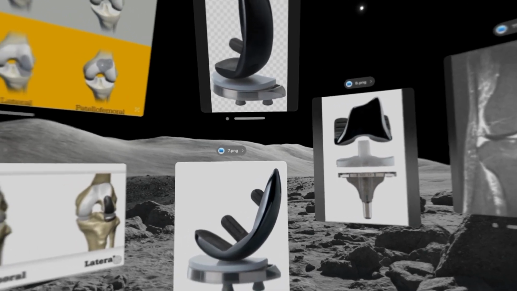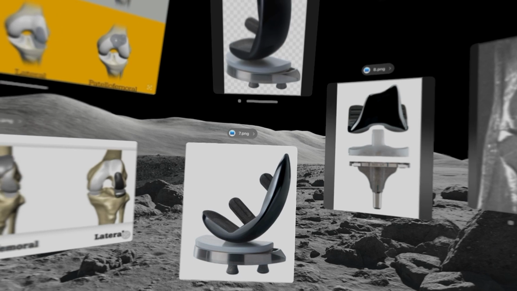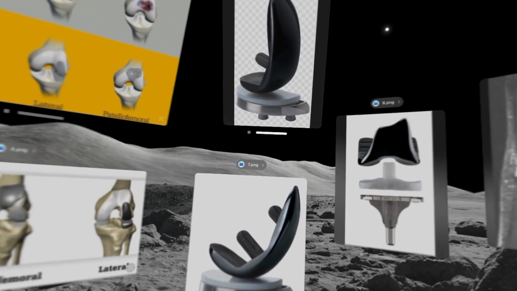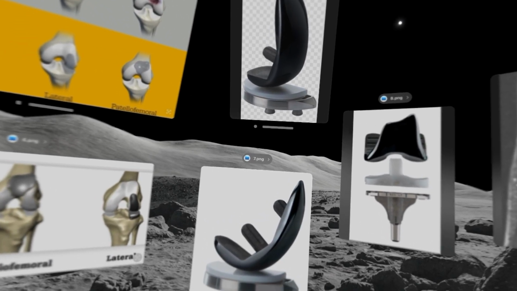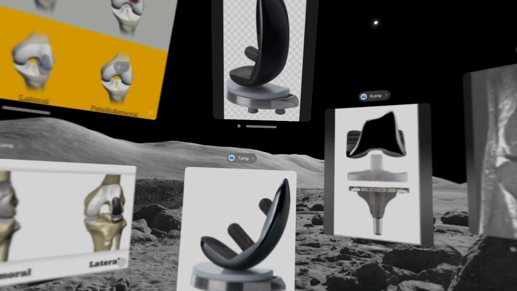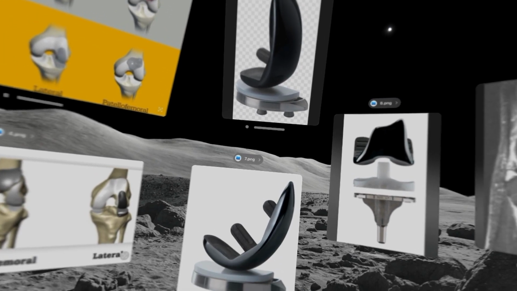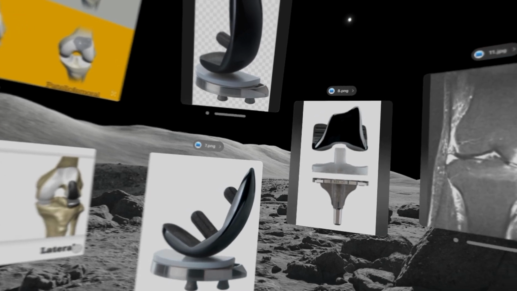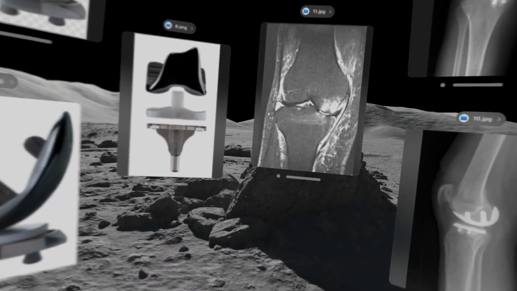Now, in the literature, partial knee replacements do just as well as full knee replacements. The number one risk for failure of a partial knee replacement is actually developing arthritis in the rest of the knee and just needing it converted to a total knee later. I want to show you a couple examples.